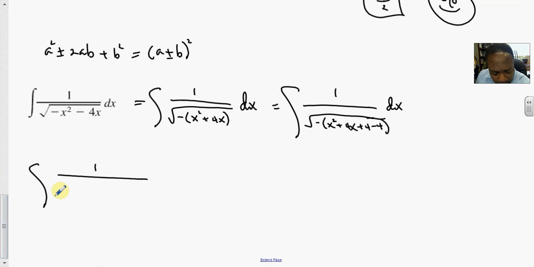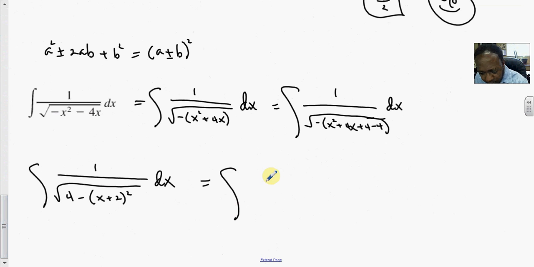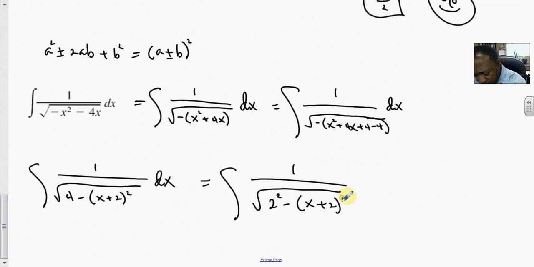The negative 4 times this negative, we have a positive 4 on the outside of the parentheses, but still within the square root. On the outside, the negative 1 becomes a positive 4. This is minus, I have a perfect square trinomial. This is x plus 2 to be squared, dx. So this is the integral of 1 over the square root of 2 squared minus parentheses x plus 2 to be squared dx. Do you see that this matches up with the sign?